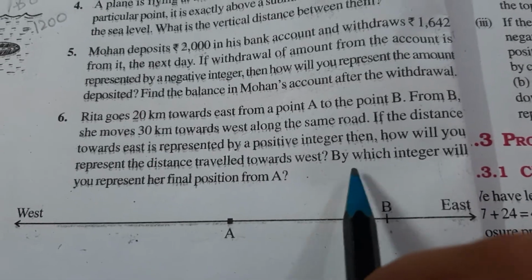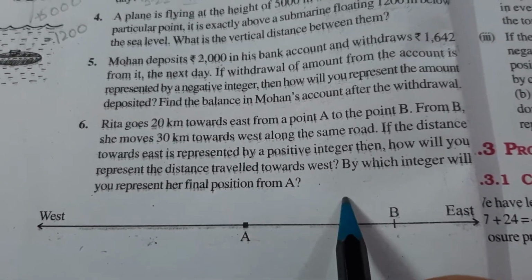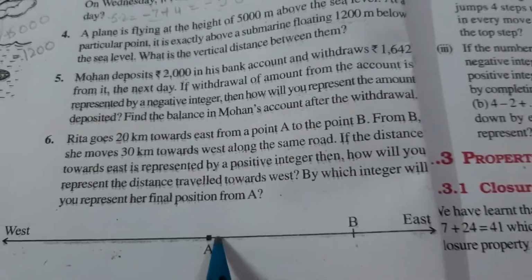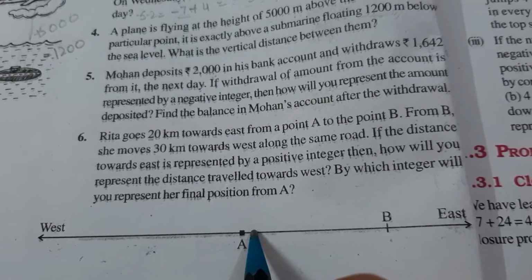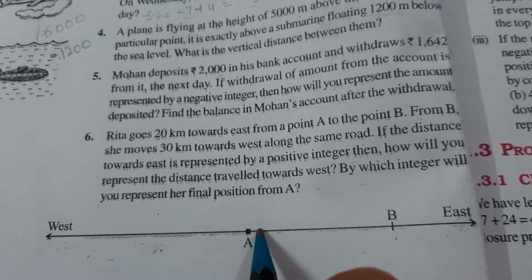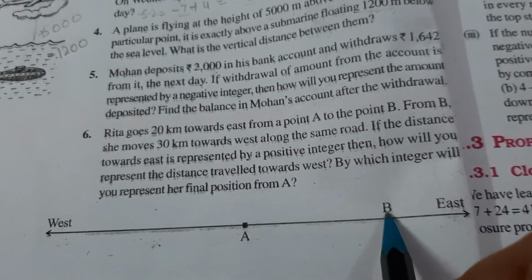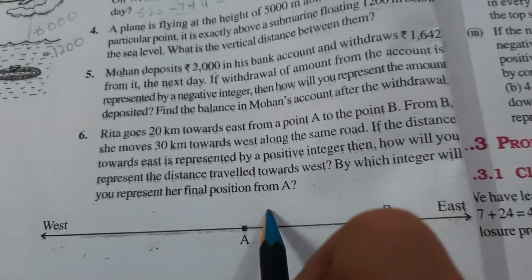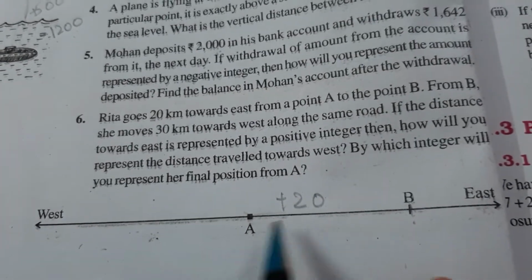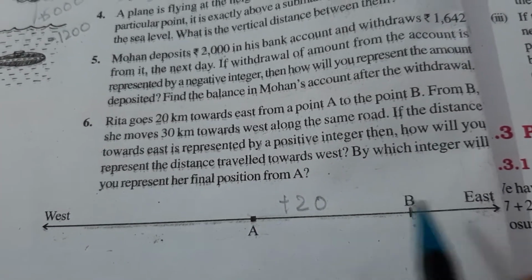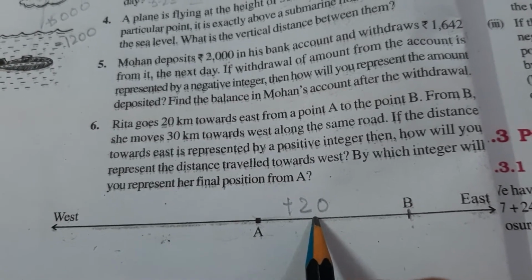Now the next part: by which integer will you represent her final position from A? So now we will see. First, from A, Rita goes 20 kilometers towards east to the point B. It means this distance is 20, because they have already mentioned that in this direction positive integers are there. So this distance will be positive.